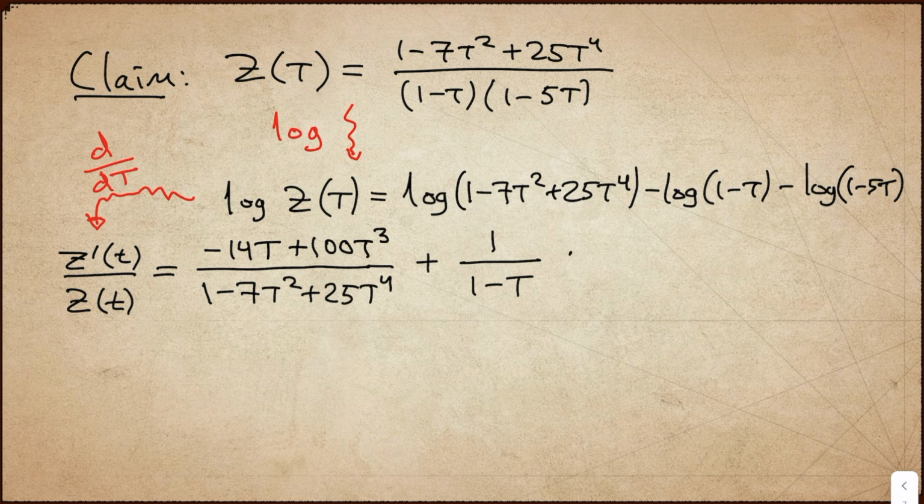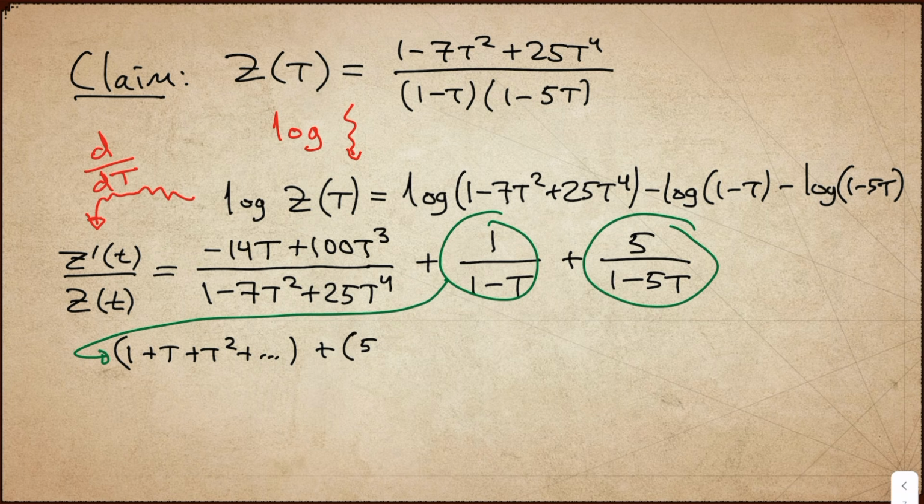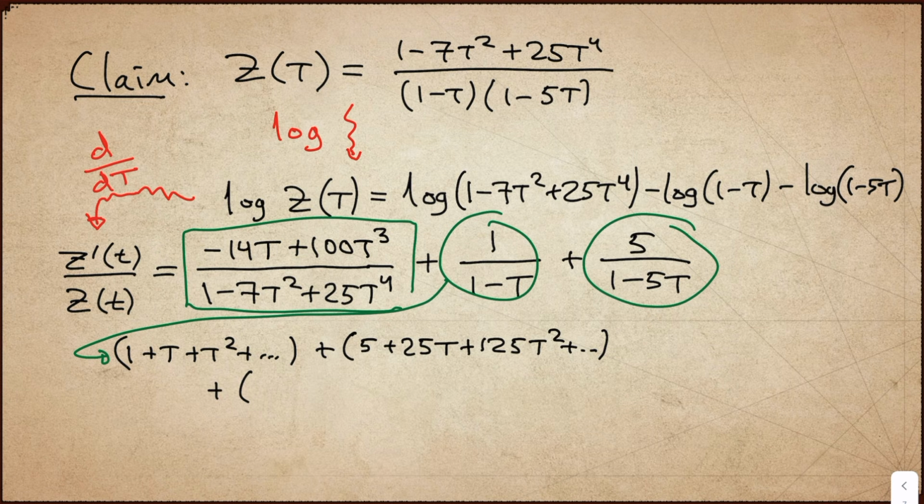And same here, we get 5 over 1 minus 5t. The last two are geometric series, so 1 plus t squared and so on, plus 5 plus 25t plus 125t squared and so on. The first one is similar. It's minus 14t plus 100t cubed. All of that times 1 plus 7t squared and some higher terms that we could work out by a linear recursion, but we don't need that now.